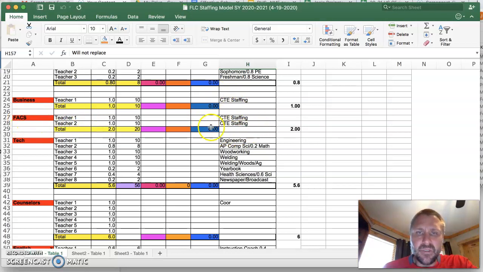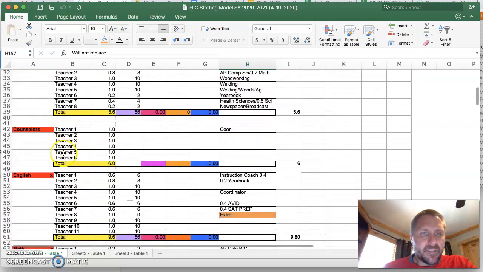And I also like to include in these, you can see, is a CTE staffing. And that tells me that I've got career and technical education staffing. And as long as those teachers meet the requirements to be CTE certified, they're going to get a reimbursement back to the district for some monetary value. So that's always an important thing for us to consider and think about. On the technology side, you can see I indicate over on the margin where they're going to meet our needs. In terms of technology, engineering, AP computer science, woodworking, welding, again, these are all CTE courses that are important for us to think about in terms of that CTE reimbursement that we get back into the school.